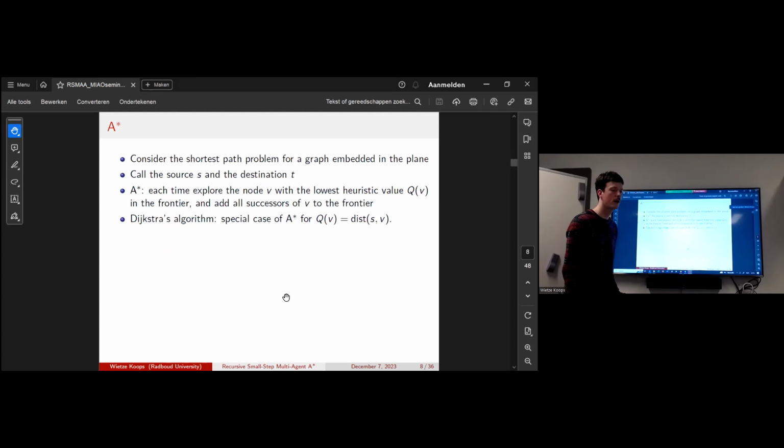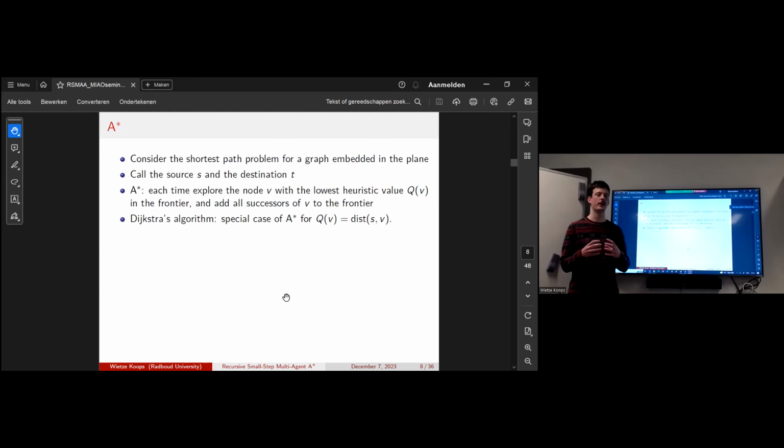Okay, so our approach is an A-star algorithm, so I'll just briefly tell you something about what A-star is in general. With a simpler example, we have a shortest path problem in a graph, and let's say that the graph is embedded in the Euclidean plane, so that we have coordinates for the points that will help us to get heuristics. We call the source S and the destination T. Now A-star works a bit similar to Dijkstra, but we use some heuristic function which might be different from choosing the nearest vertex from the source.